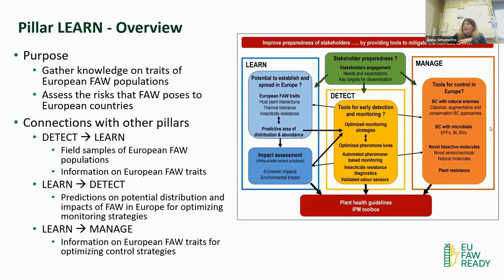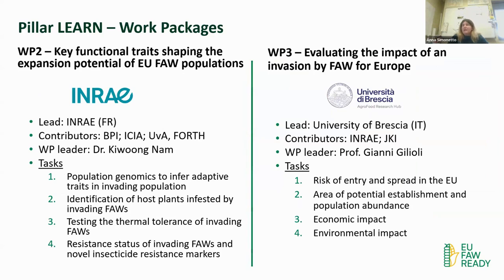What is the relationship with the other pillars? We get information from field samples from the pillar NetDet, and we give to this pillar information on potential distribution and the impacts of fall armyworm in Europe. And then to the pillar Manage, we will give information about traits and population dynamics that could be useful to optimize control strategies. The pillar consists of two work packages.